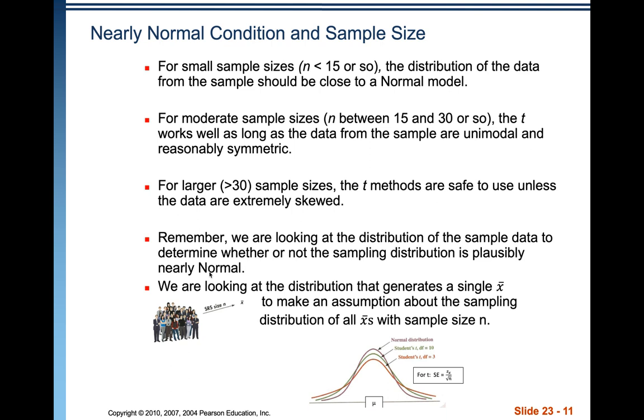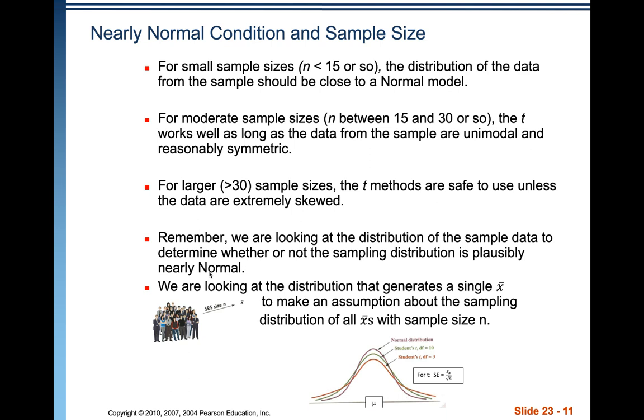For moderate sample sizes, in between 15 and 30, some people put 40 or so, the t works as well as long as the data from the sample are unimodal and reasonably symmetric. Okay, so we've moved away from it being close to normal. Now you just need a single peak and rough symmetry, and you're good. For larger sample sizes, greater than 30, the t methods are safe to use unless the data are extremely skewed.